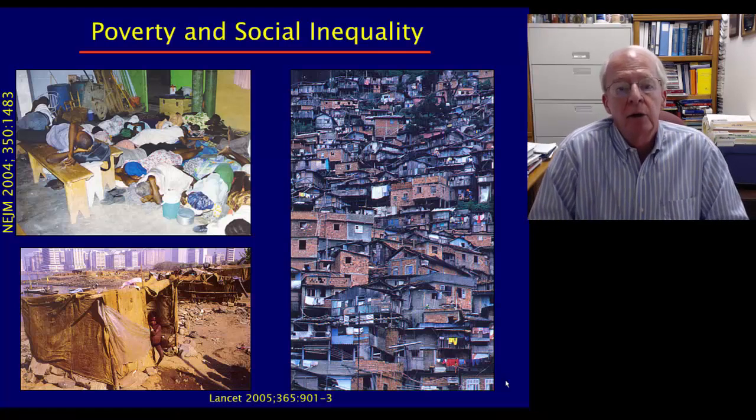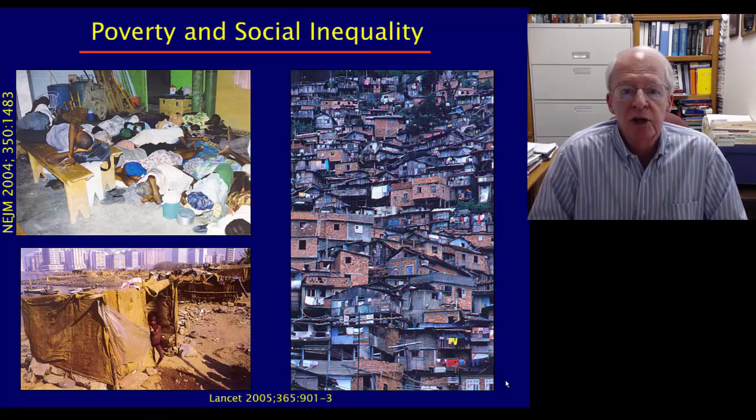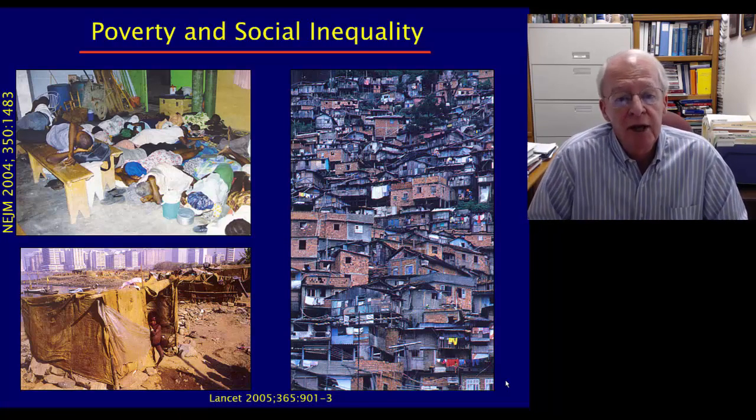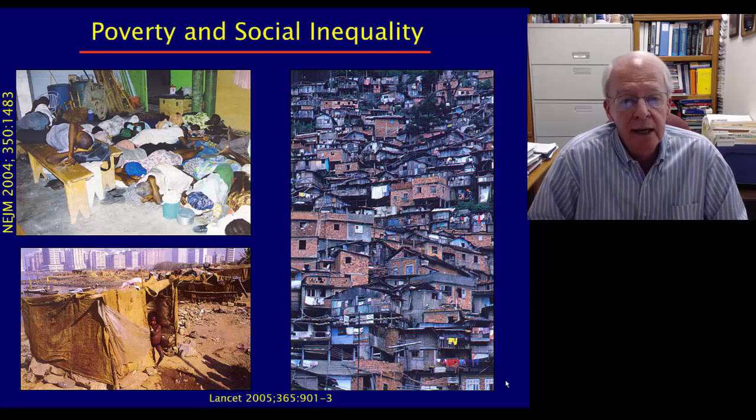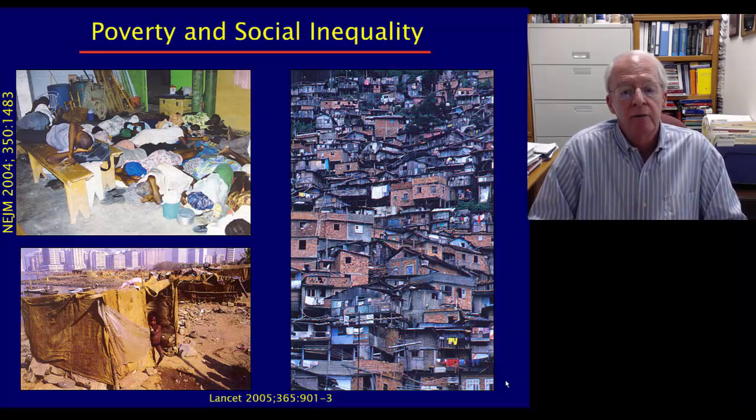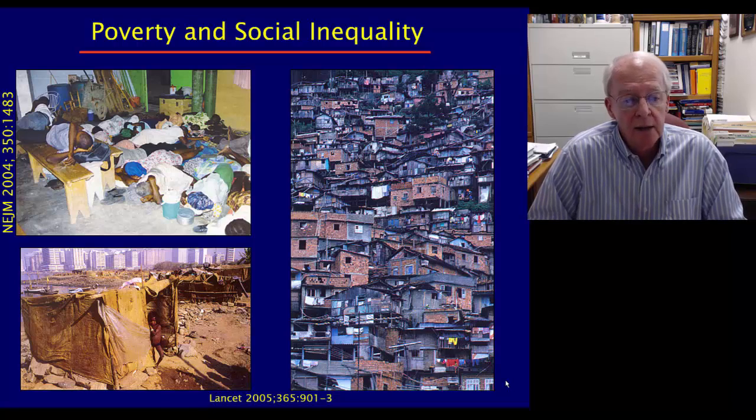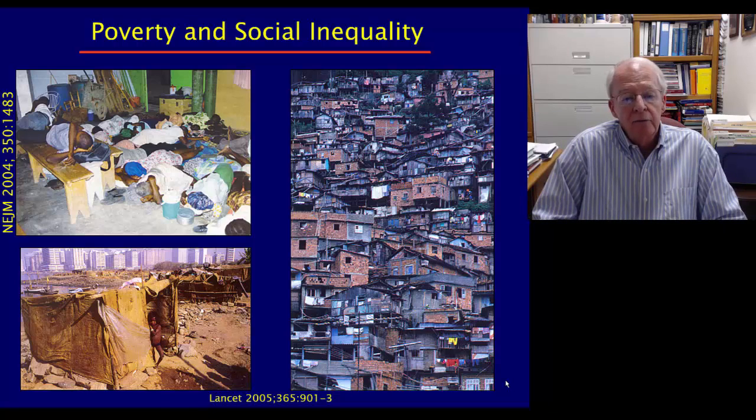Another important factor contributing to disease emergence is poverty and social inequality. The photo in the upper left was taken in a clinic in Haiti prior to the 2010 earthquake, illustrating the density of the patients awaiting care in that clinic. In the lower left, a photograph taken in a peri-urban slum just outside Mumbai in India, and on the right, a typical favela in Rio de Janeiro.